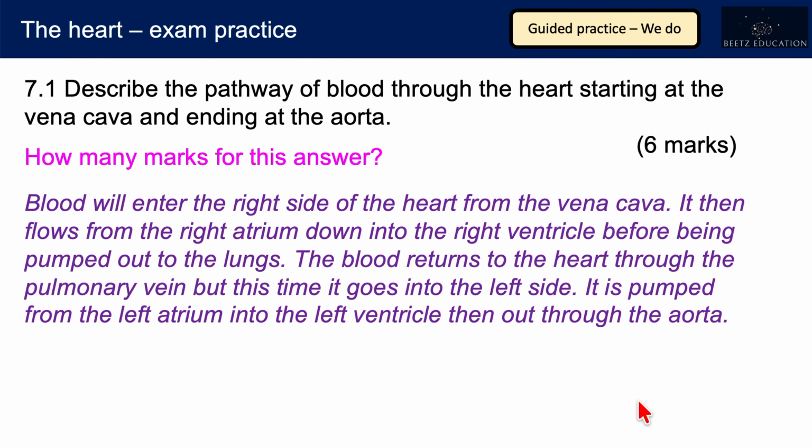Right then, we've got another question to consider here together, where the question is asking us to describe the pathway of blood through the heart, starting at the vena cava and ending at the aorta. We've got an example response shown here from a student, and what I'd like to do is pause the video and see how many marks you think that would be worth out of 6, with each structure that's been correctly identified in their answer being worthy of a mark. Okay, so pause the video and we'll see what you think in a moment.